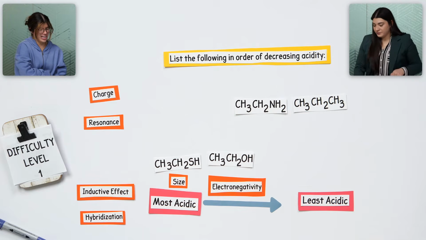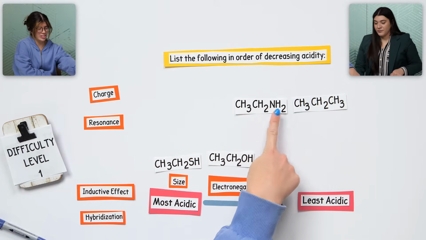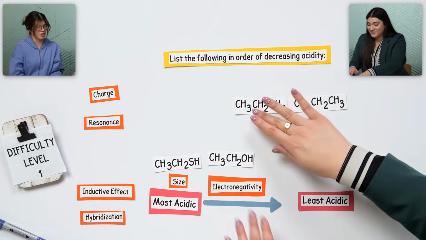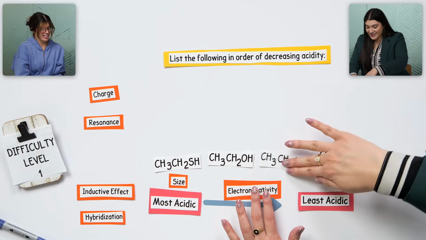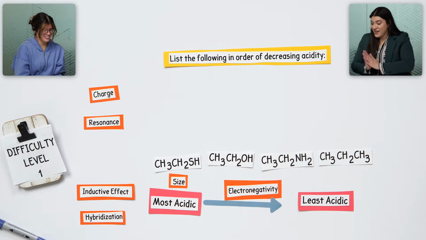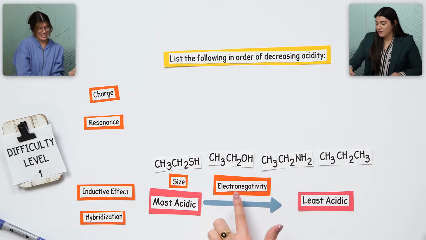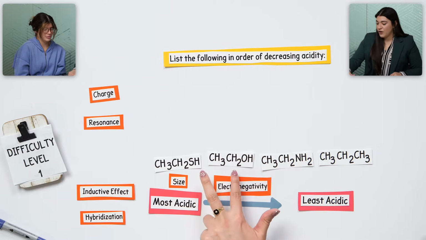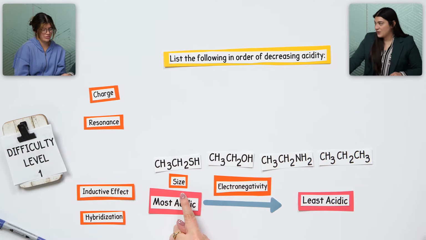And then I would say the nitrogen, because the nitrogen's still more electronegative than the carbon, and then it's just a carbon-hydrogen. Exactly. That's correct. Yep, and those are the main two reasons. So we started off with electronegativity, that's what was changing. Whenever we're comparing sulfur and oxygen, I know size is going to win. So that's most acidic.